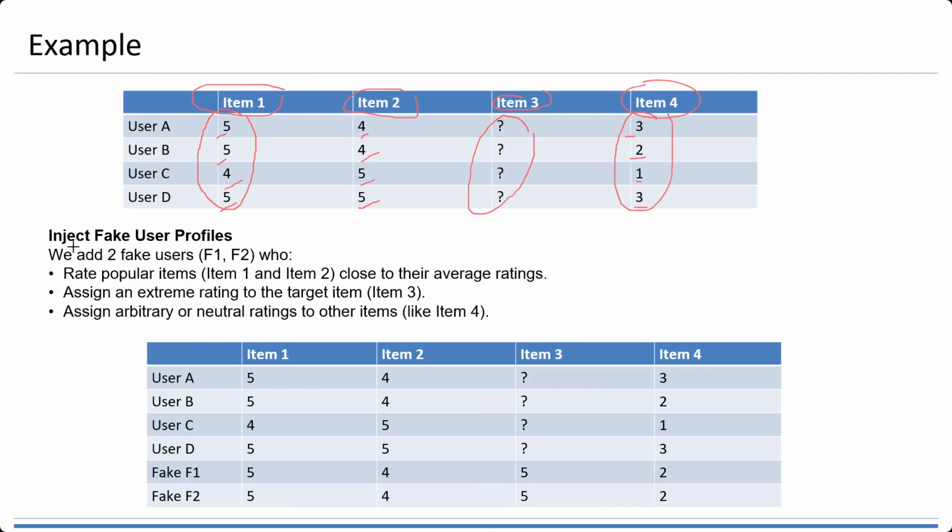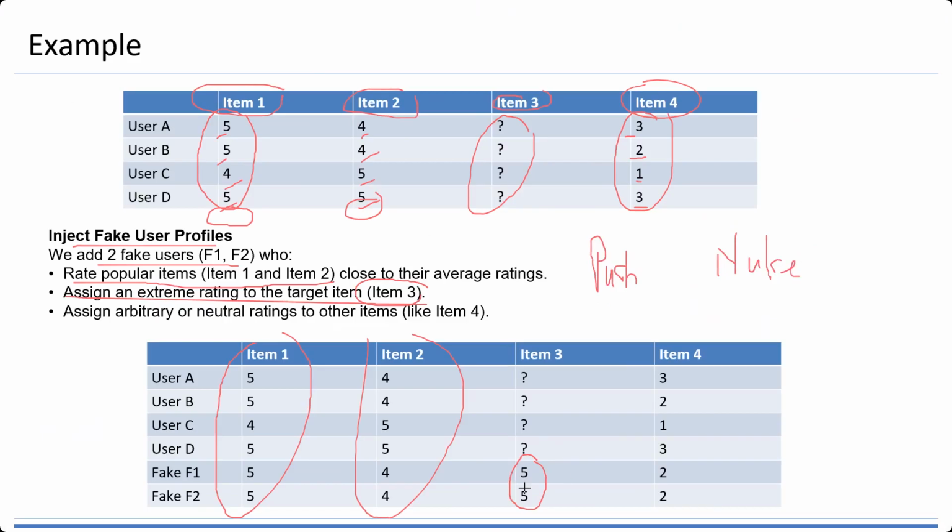Okay. Then we can inject two fake users. Let's say F1, F2. Okay. So we want to rate the popular items on item 1 and item 2, because based on the average, we know that the ratings are high. And we can assign some extreme rating to the item 3 because let's say if we want to make a push attack, then we put 5. If we want to make a nuke attack, then we can put 1.